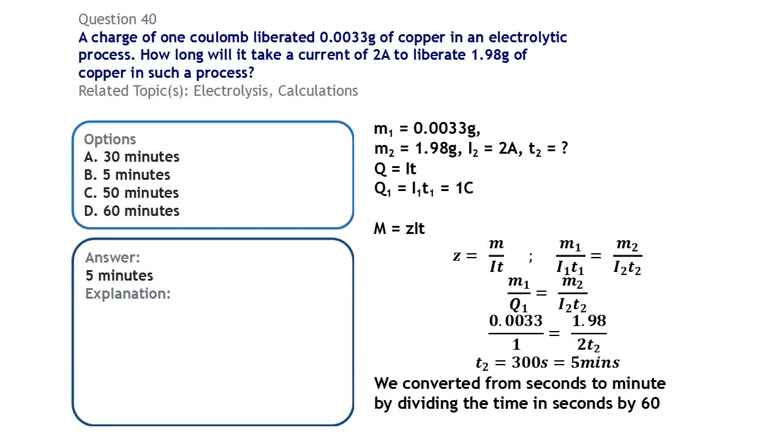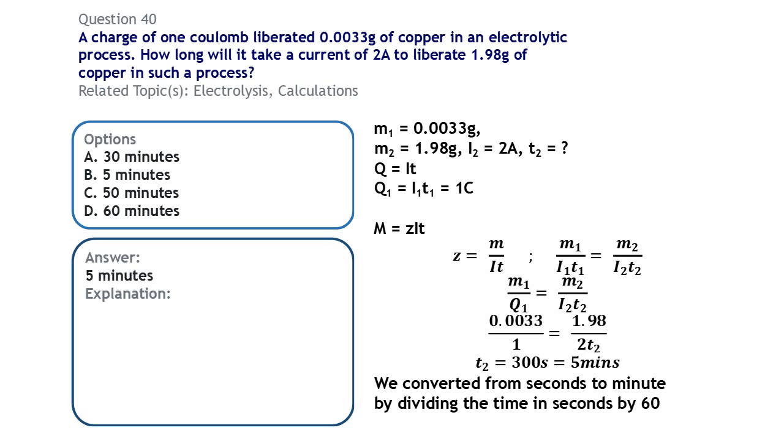Alright, so in this question, they give us the mass of the copper that was liberated as 0.003 grams. Now that is the mass that was liberated with 1 coulomb. Now they want us to find the time that it will take to liberate another, a new mass, that's 1.98, if we use a current of 2 ampere. Now if you look at, for this first mass, they didn't give us the current and the time.